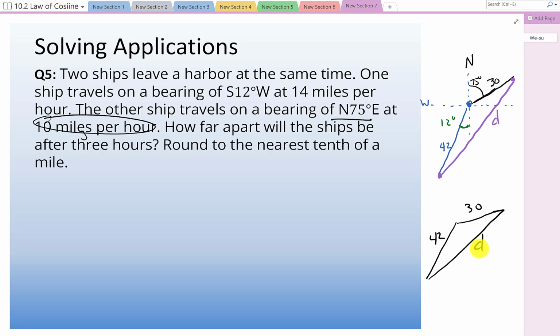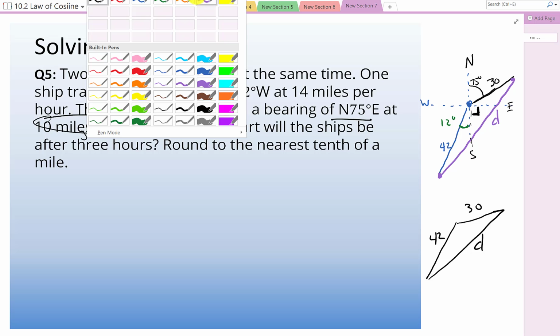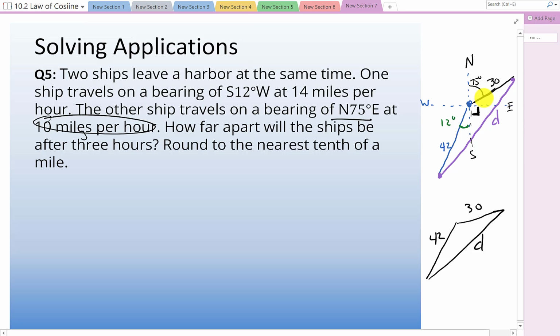Now all I got is this 12, but that's not a whole angle, that's just a little piece from the south direction. But between south and east I have a 90. So if I have a 90 and a 12, all I need is that piece there. And this piece here, I can also get because this red piece and the 75 have to add up to 90, so that makes this piece a 15 degree.